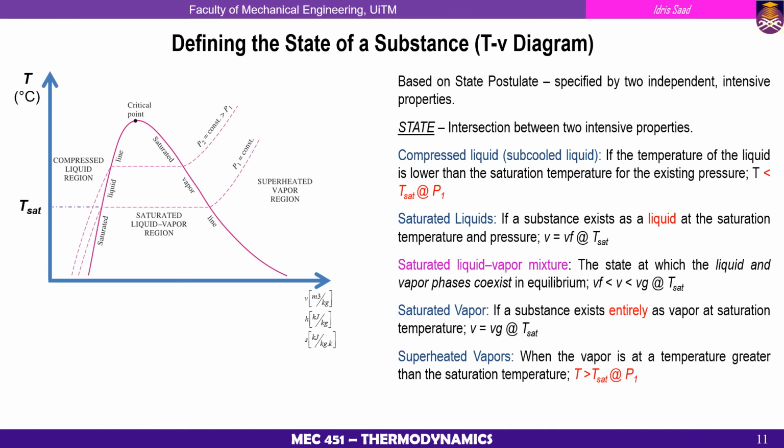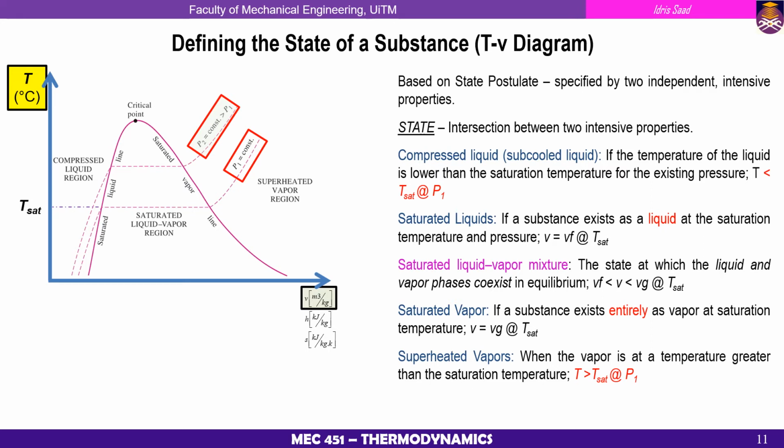Okay, now we need to define the state of a substance based on the phase change process on the TV diagram. The main idea behind this definition is to know the phase of the substance for a particular state. Recall that in order to define the state, we only need two independent intensive properties. That is based on the state postulate. So, for our TV diagram, we actually have three properties. One is temperature, the second is the specific volume, and the third is the pressure.